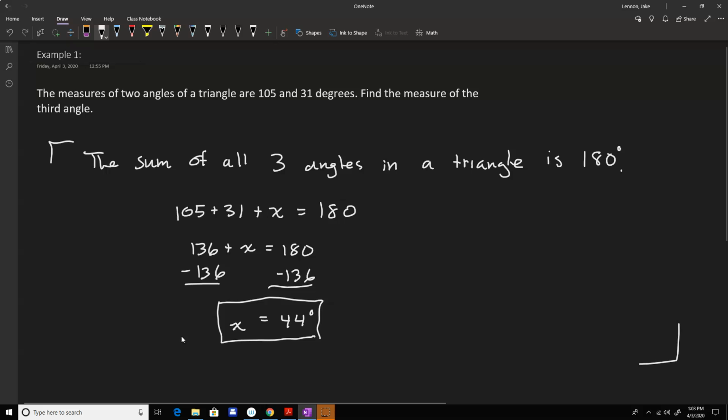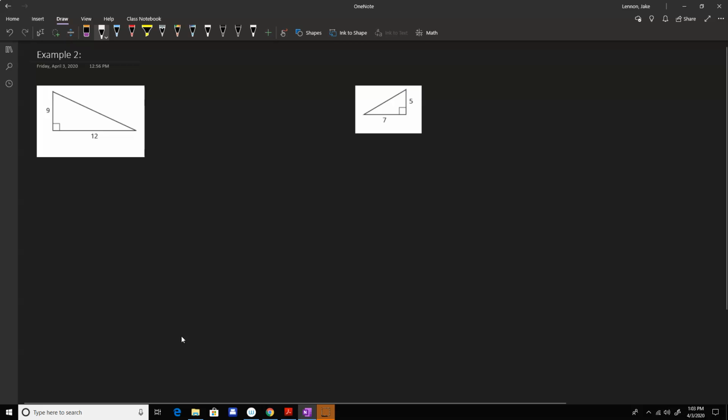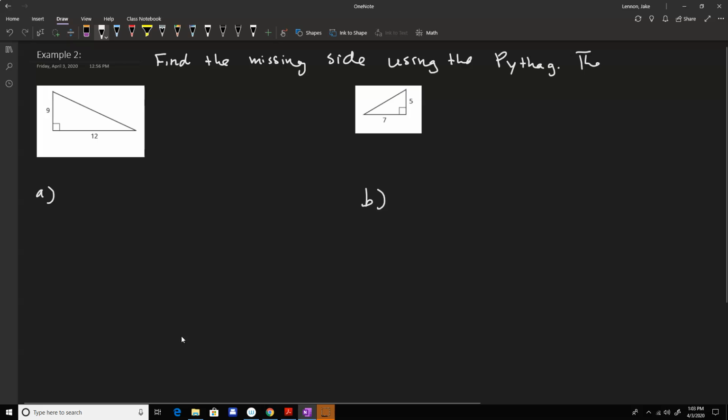And that's all. Okay, so the next example, I didn't write any instructions here, but basically there's two parts, part A and part B, and what we want to do is find the missing side using the Pythagorean theorem. So remember, the Pythagorean theorem only applies to right triangles, meaning a triangle that has a 90-degree angle. So each of these are right triangles.